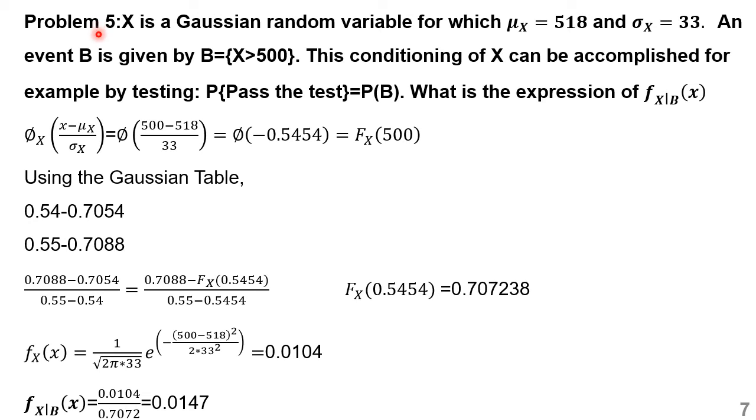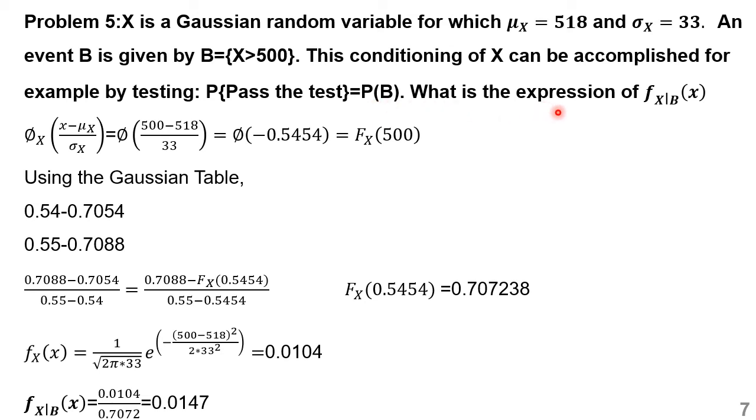Let's solve the fifth problem. X is a Gaussian random variable for which the mean value mu_x is 518 and sigma_x is equal to 33. An event B is defined for x values greater than 500. This conditioning of X can be accomplished, for example, by testing, so the probability of passing the test is equal to the probability of B.